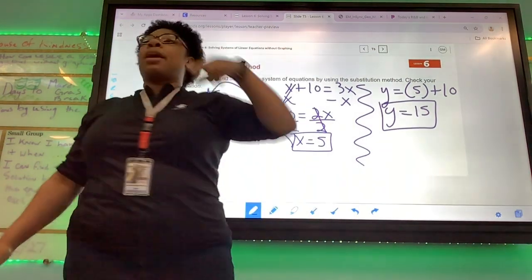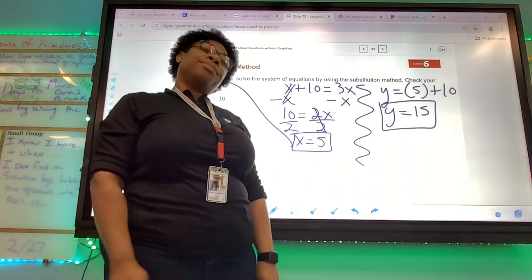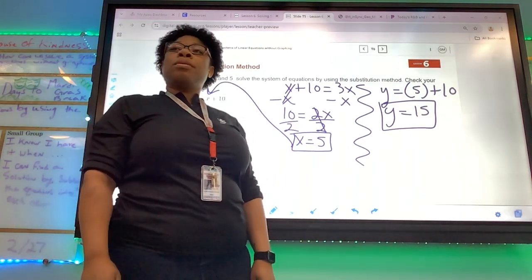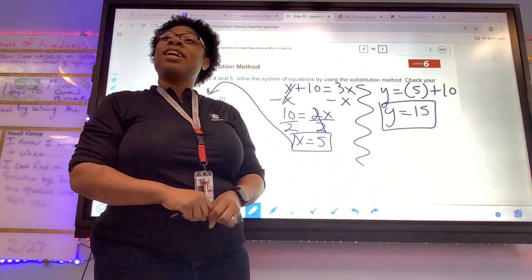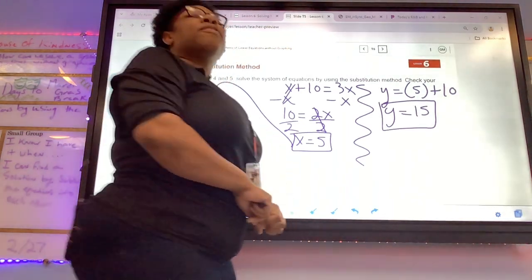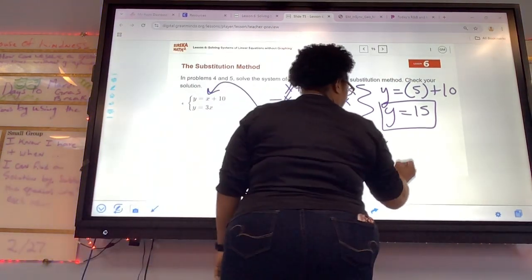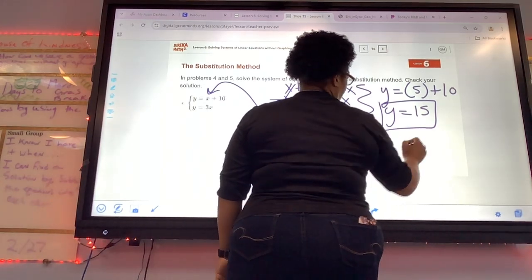Read number 6, Cameron. What's step 6? We're still not done. We have to write it as a coordinate, but then we're done. It says to write the values as a coordinate. x, y. What's my x? 5. What's my y? 15.